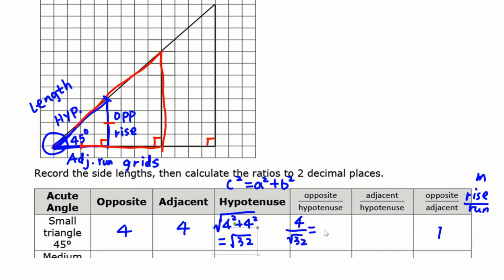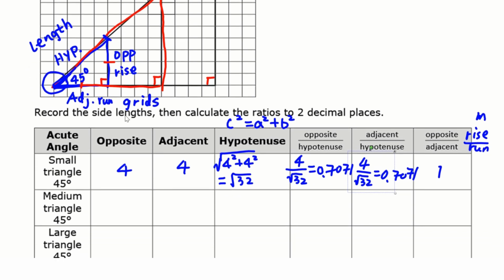Use your calculator, we are going to have 0.7071. Then after that, we are going to do the adjacent over hypotenuse. The opposite and adjacent are equal, so adjacent over hypotenuse will be 4 over square root 32. That gives us the same answer as opposite over adjacent. Then we continue to do the medium triangle.